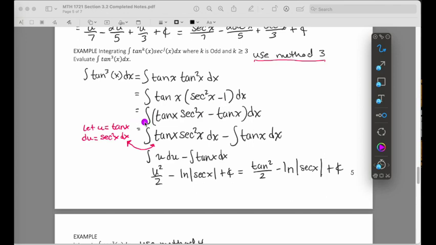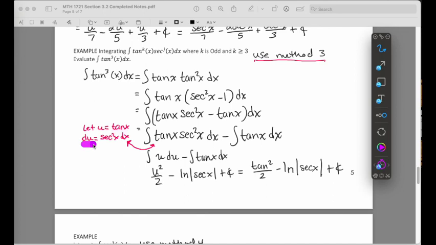Then it goes on to tell us to multiply this through and then split it into two integrals. So when you distribute this tan x and you break it up into two separate integrals, you get the integral of tan x sec squared x dx minus the integral of tan x dx. This one we can evaluate directly using the formulas at the beginning of this topic that were given. And then for this one, we can use u substitution and let u be tan x.